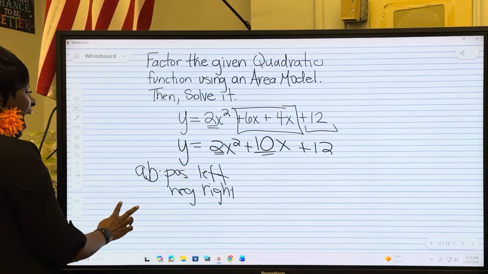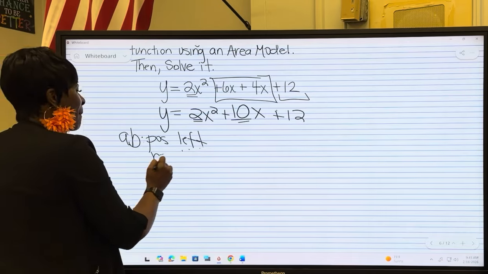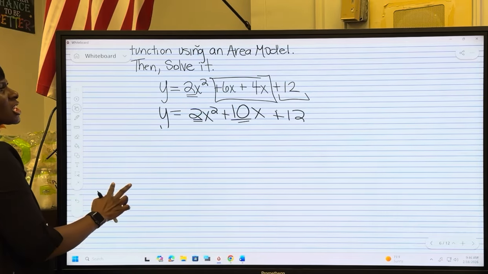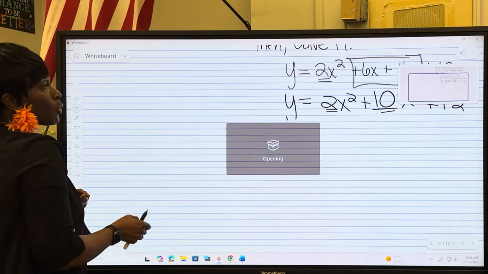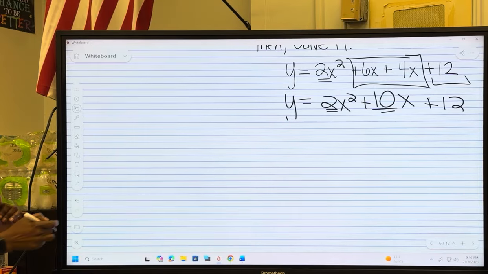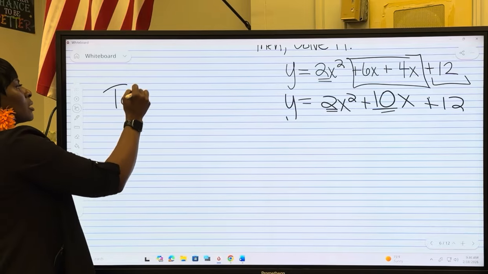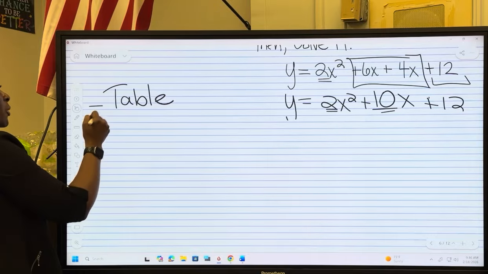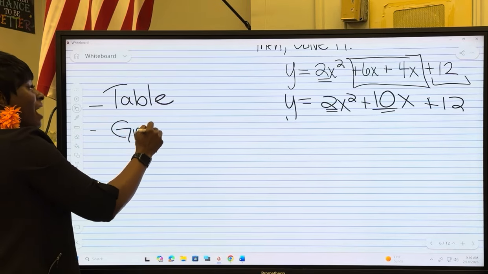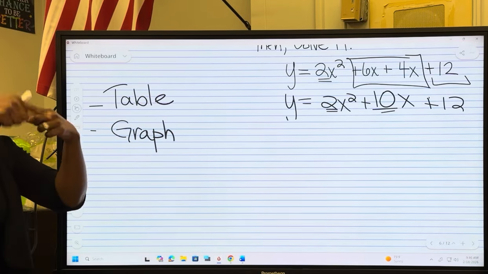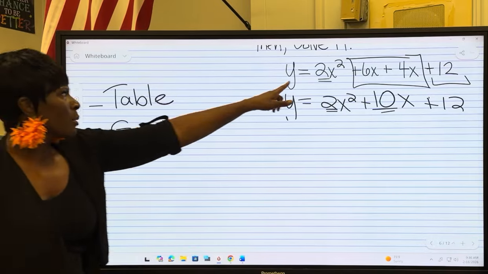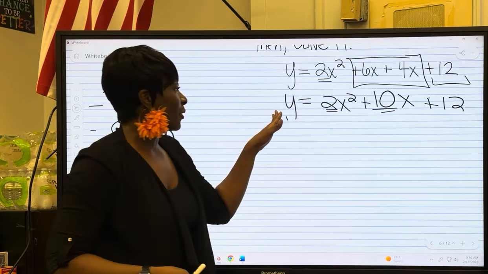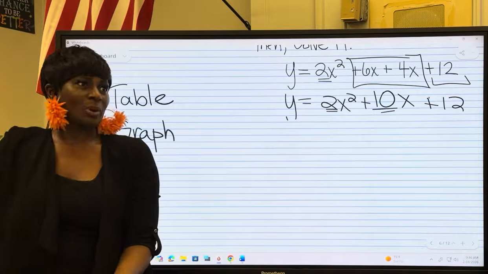All right, now, how do I find those, Miss Stampy? Well, we got multiple ways to solve a quadratic function. I'm going to list them real quick because we haven't done them all. What can we do? We can do a what? Table. We can also do what? Graph. I could graph this thing, plug in a bunch of X's, get out the Y, plot those ordered pairs, and see what I get, right?